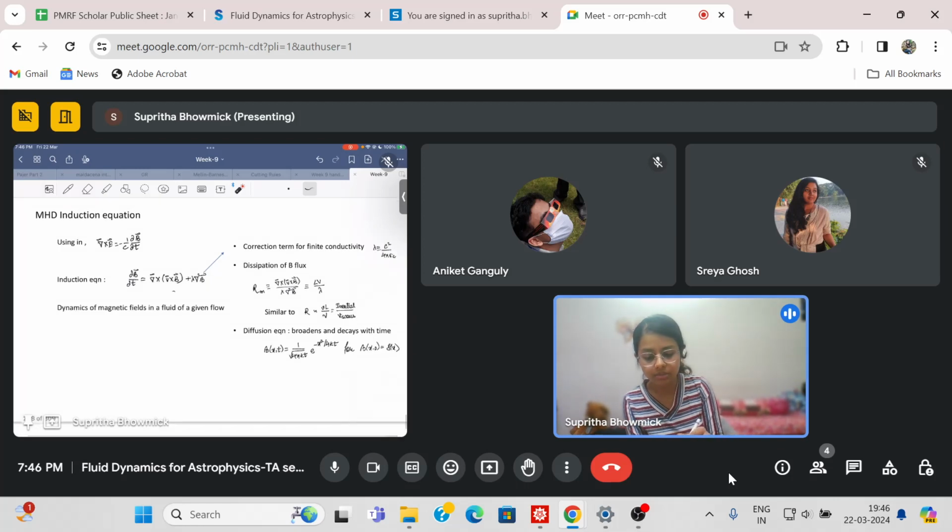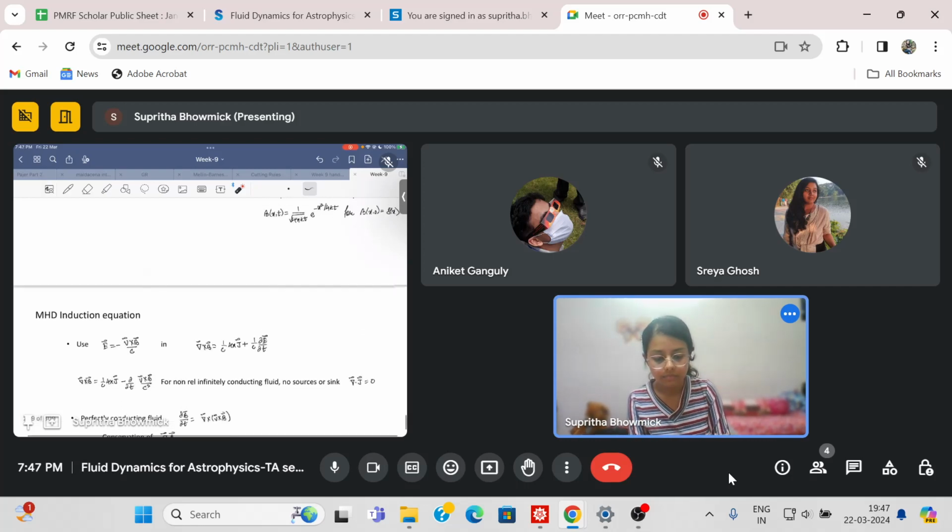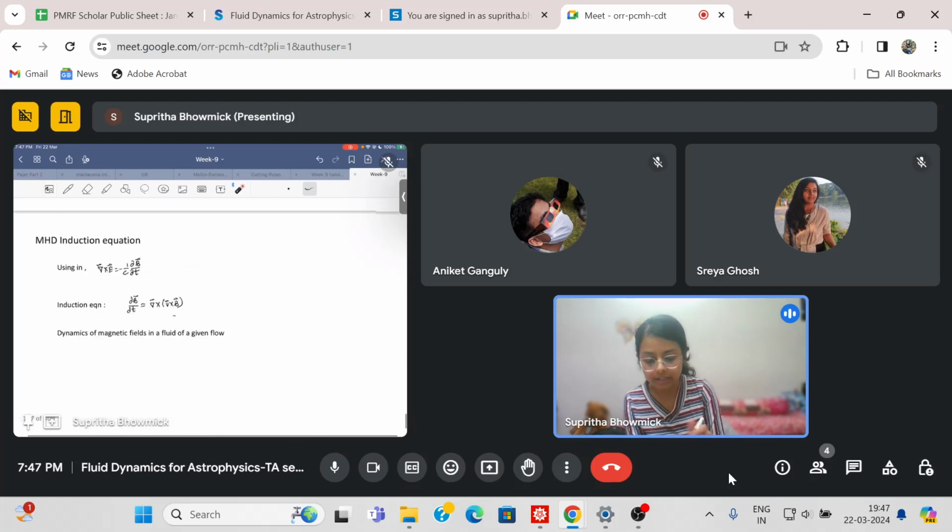If you ignore this term and find the solution of the equation del B by del t equals lambda times the Laplacian of B, which is like a diffusion equation, you will see the solution is this. If you start out with a delta function pulse for the B field, it will broaden in time and the height will decay. So this profile will broaden and decay with time. So you have dissipation of magnetic flux in the fluid for finite conductivity. For infinite conductivity, this is what tells you the dynamics of the magnetic field in the fluid.